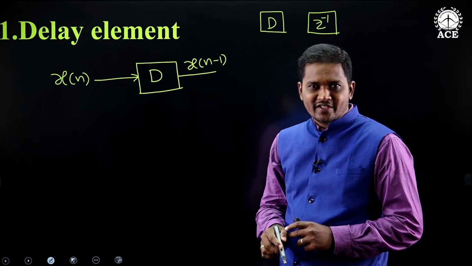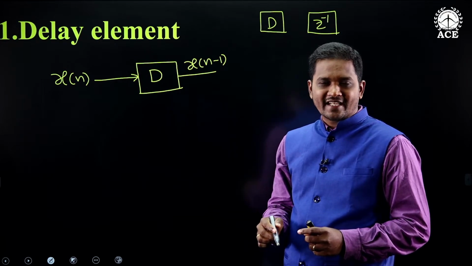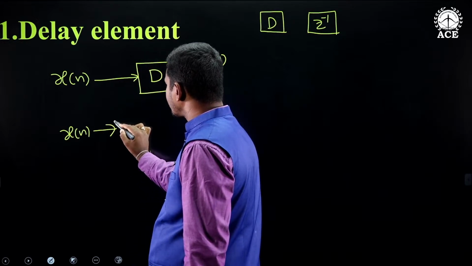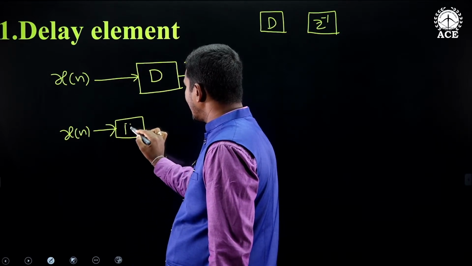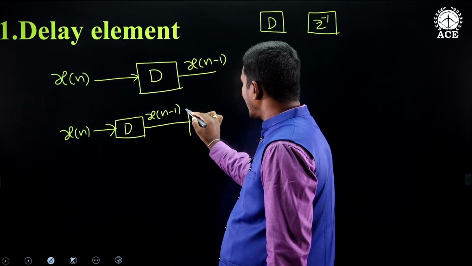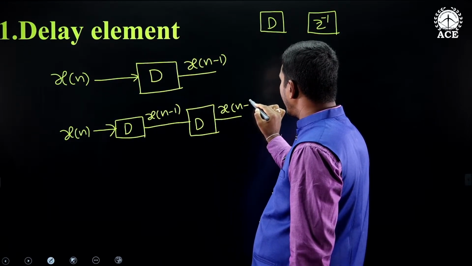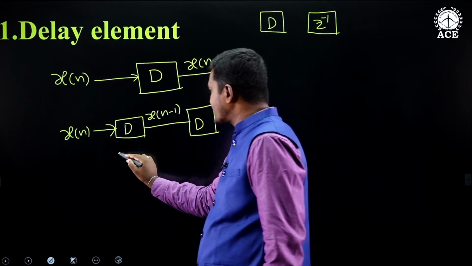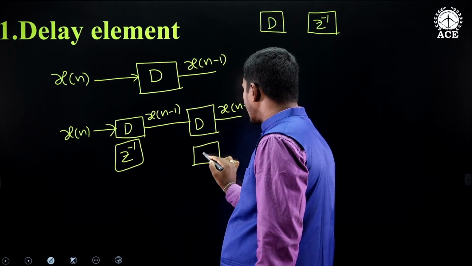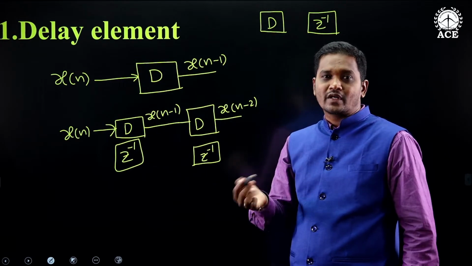Sir, if I want x of n minus 2, what do I have to do? Don't write D square. If you write D square, you won't get x of n minus 2. What you have to do is, x of n is given to the delay element D. The output is going to be x of n minus 1, and you give this output to one more delay element, then you will get the output as x of n minus 2. In place of D, you can also write z inverse, okay? Both are the same, D or z inverse. So in this way, you can get the delay for the input or output signal.